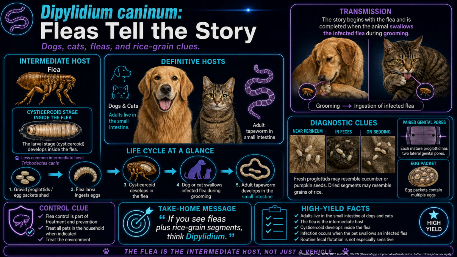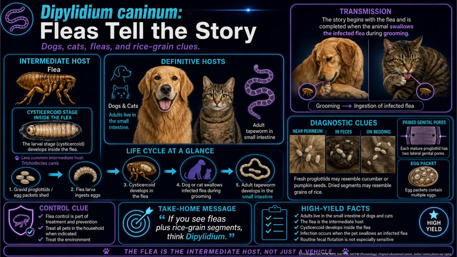When the dog or cat swallows the infected adult flea during grooming, the cestode completes its journey back to the small intestine. The flea is therefore the intermediate host, not merely a vehicle, because larval development occurs inside of it. The chewing louse, Trichodectes canis, may also serve as a less common intermediate host, but the flea should remain your primary clinical association. The owner may notice fresh or dried segments around the perineum, in feces, or on bedding.